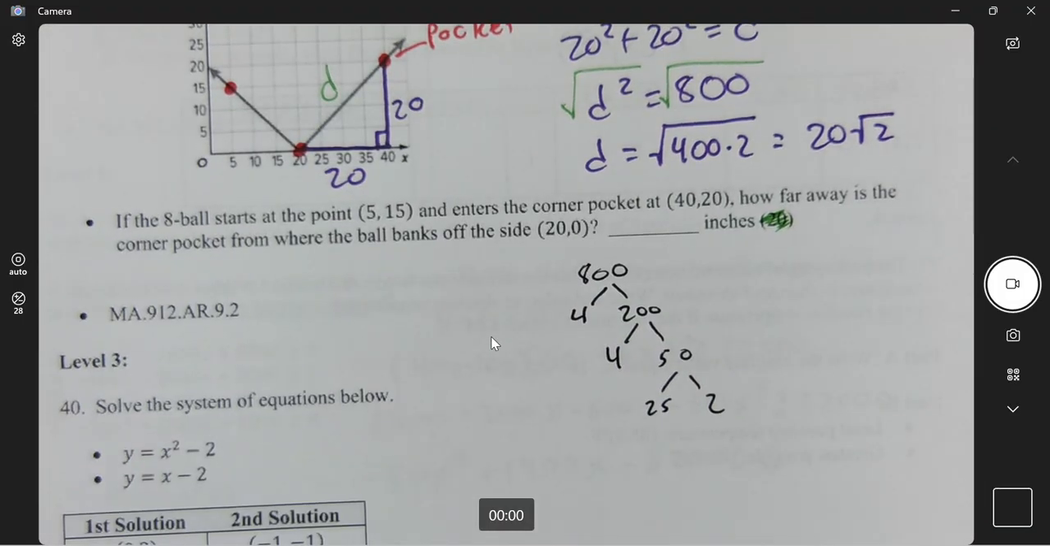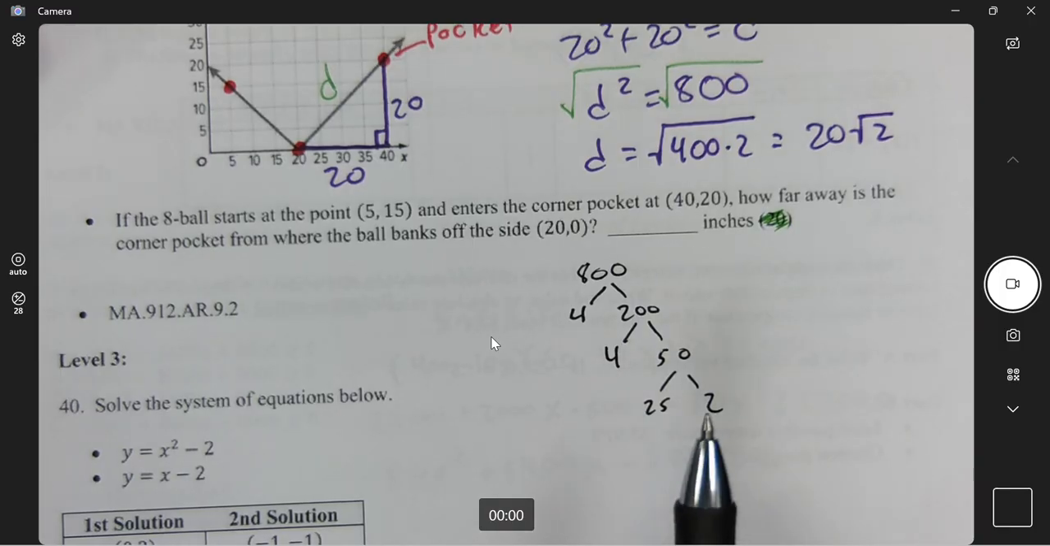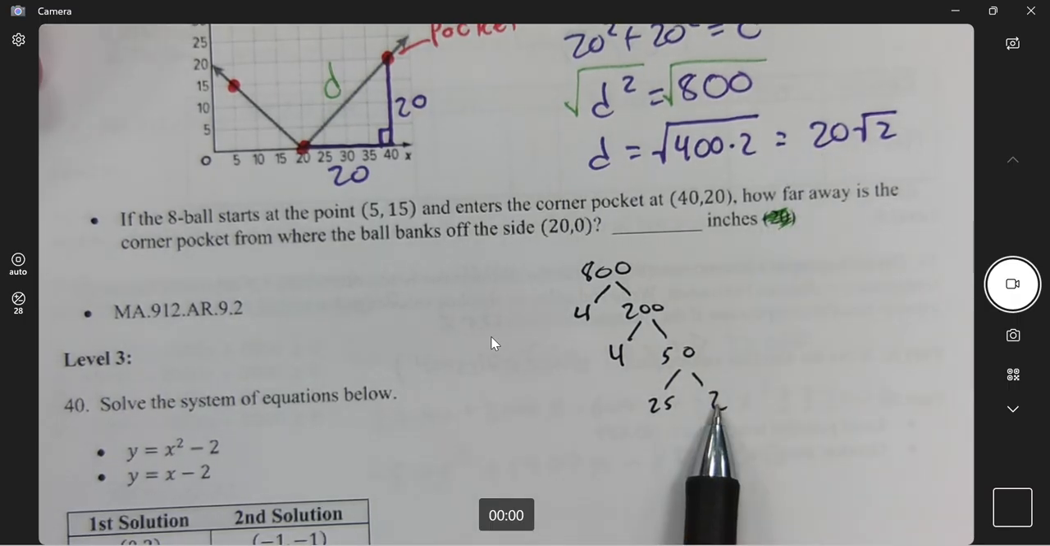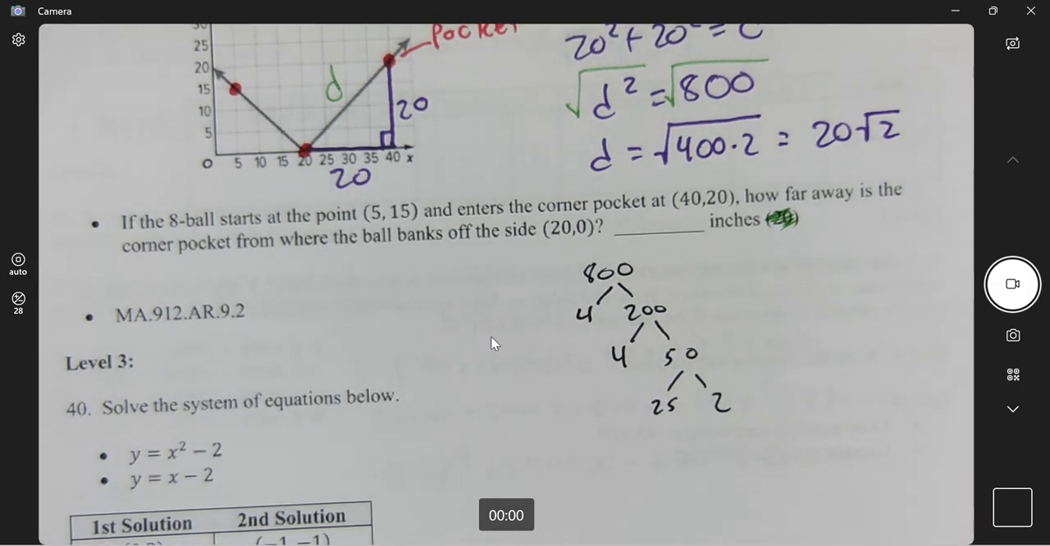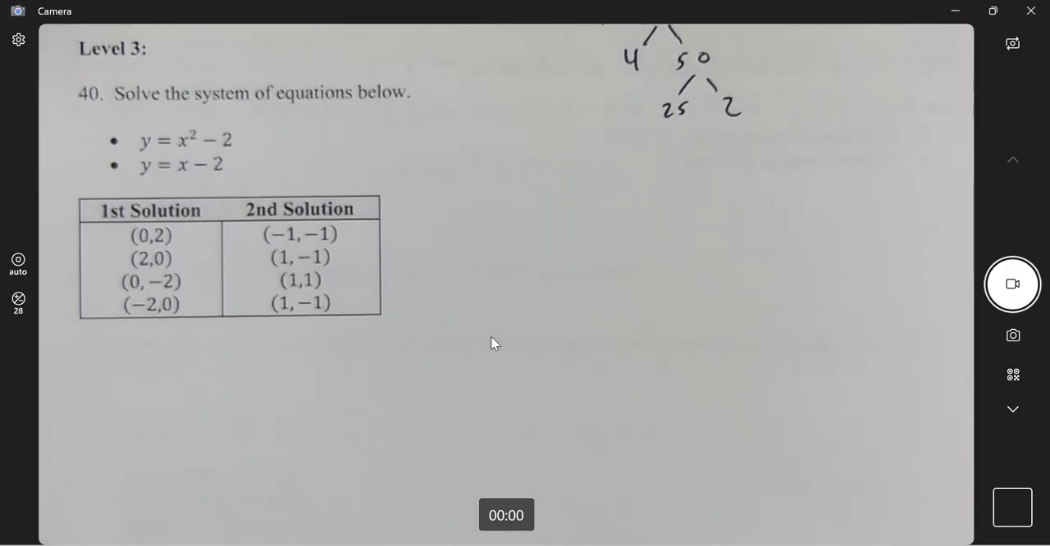You could do that and say the square root of 4 comes out, it's a 2. The square root of 4 comes out, it's another 2. And the square root of 25 comes out, it's a 5. So on the outside, I'd have 2 times 2, which is 4, times 5, 20. And this 2 would be stuck. That's just a lot of work, though. And I think we're going to call it for this one.